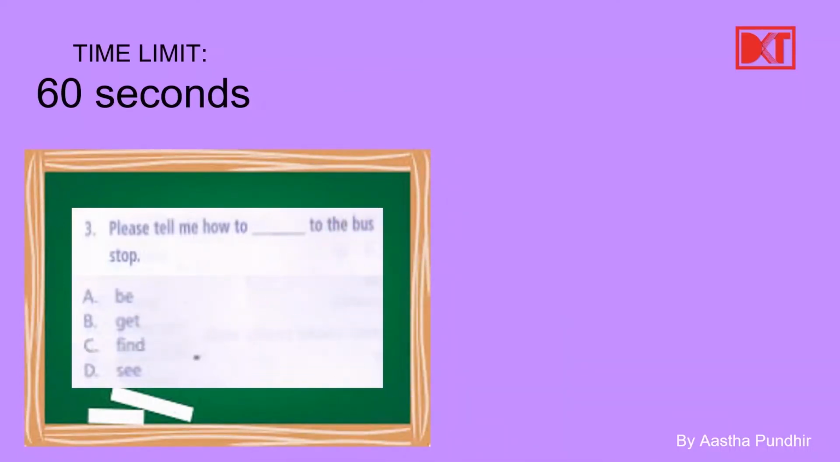Here, please tell me how to dash to the bus stop. A. Be, B. Get, C. Find, or D. See. Here we are talking about, please tell me how to dash to the bus stop, which means the person has to reach the bus stop. Alright, so the answer is B. How to get to the bus stop. Alright.